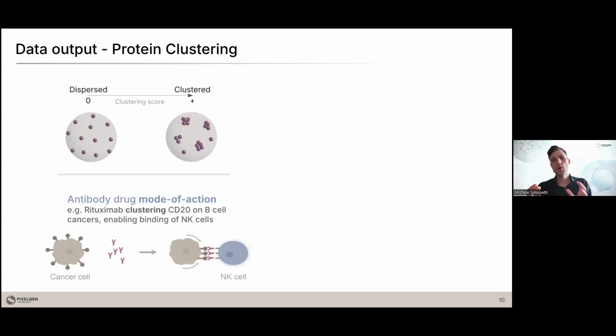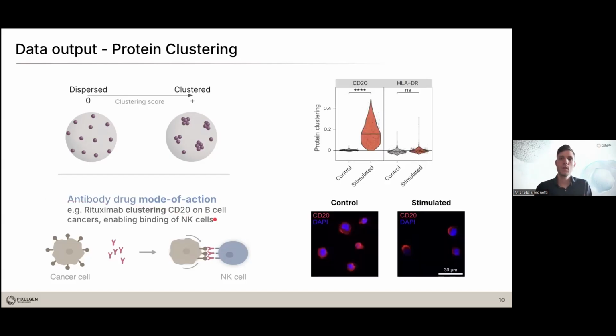To show you how that works, we can look at the antibody-drug mode of action of rituximab, which induces the clustering of CD20 on B-cell cancers, enabling the binding of NK cells. What you see here is the protein clustering. If we look at CD20 on the treated cells, you can see that we detect a higher score compared to the control or compared to another marker which is not affected by that.